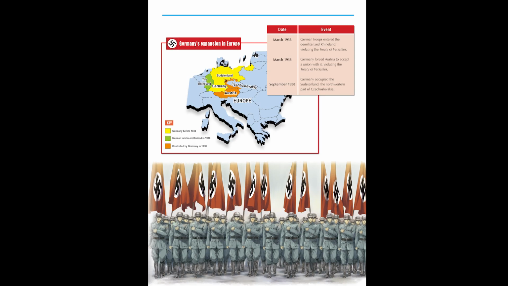In March 1936, German troops entered the demilitarized Rhineland, violating the Treaty of Versailles. In March 1938, Germany forced Austria to accept a union with it, violating the Treaty of Versailles. In September 1938, Germany occupied the Sudetenland, the northwestern part of Czechoslovakia.